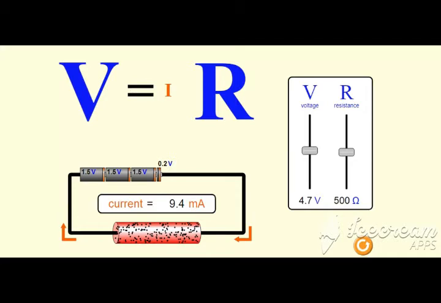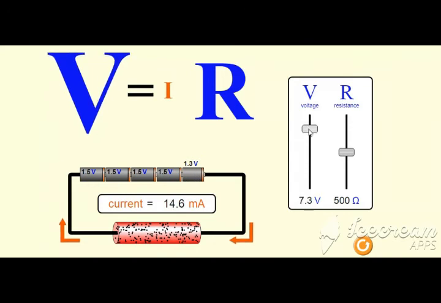Are you still confused about Ohm's law? Look at this picture. This is a simulation which explains Ohm's law completely. As per the statement, the voltage is directly proportional to the current, and R is basically the proportionality constant. As we increase the voltage, just look at the picture, the current is also increasing.